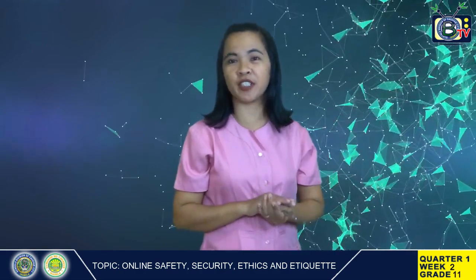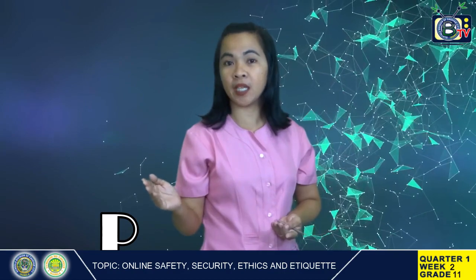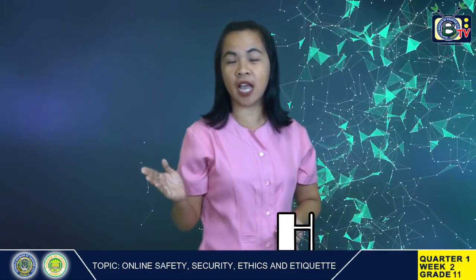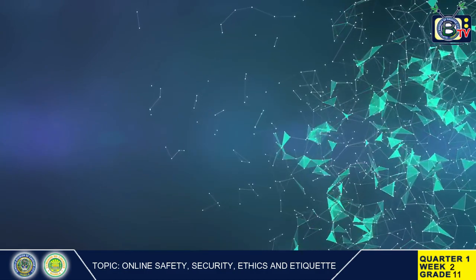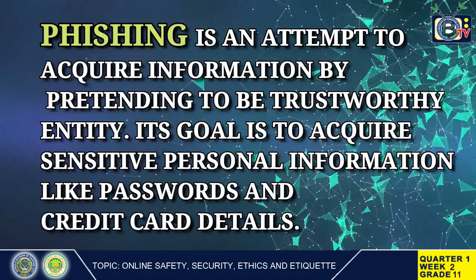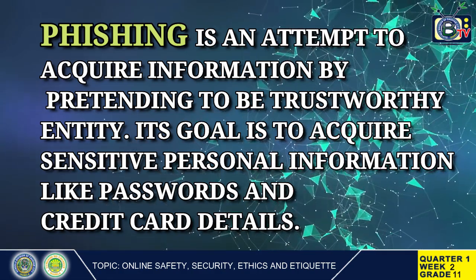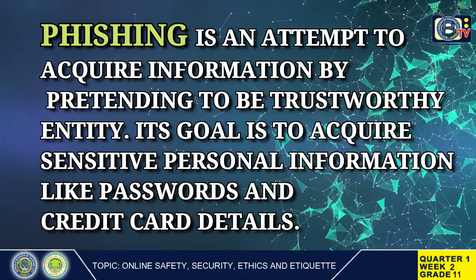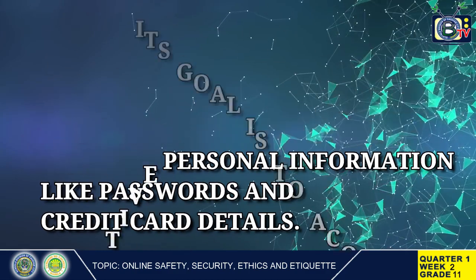And the third internet threat is phishing. It spells P-H-I-S-H-I-N-G. Phishing. Phishing is an attempt to acquire information by pretending to be a trustworthy entity. Its goal is to acquire sensitive personal information like passwords and credit card details.